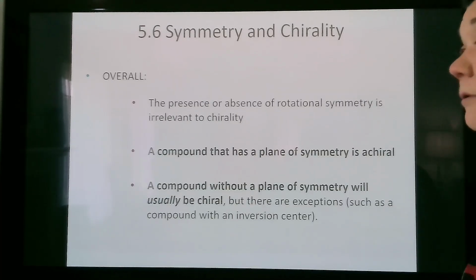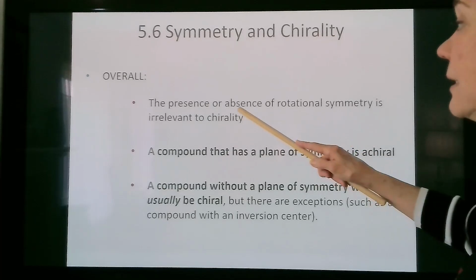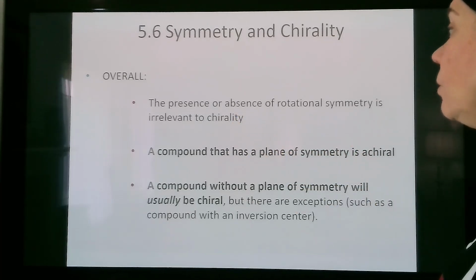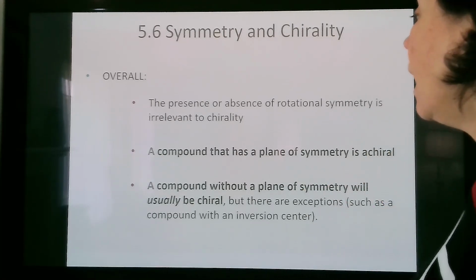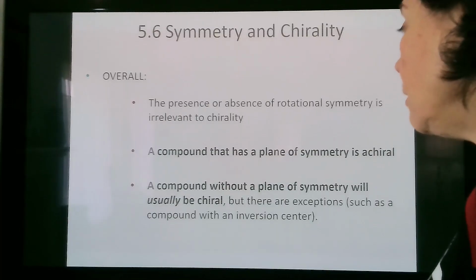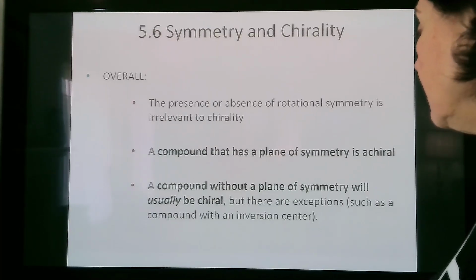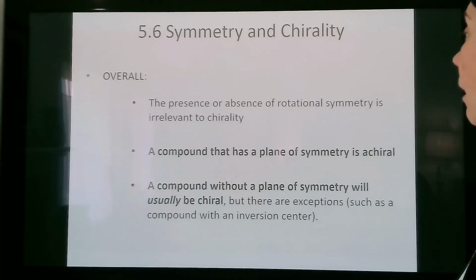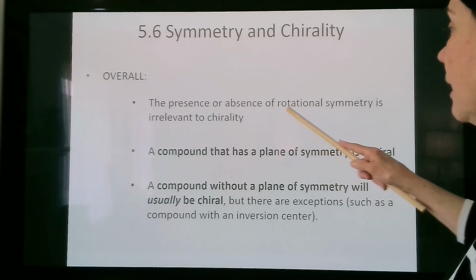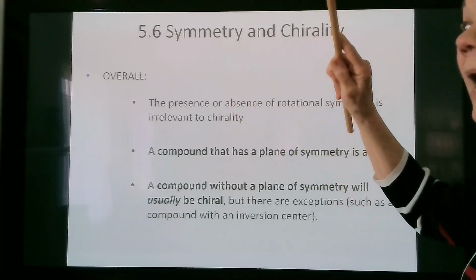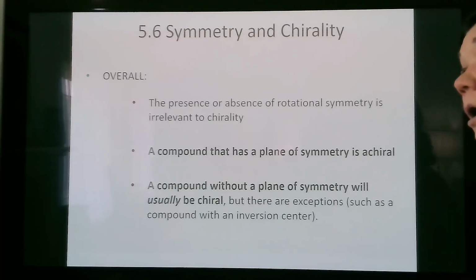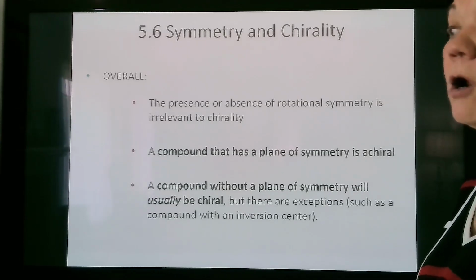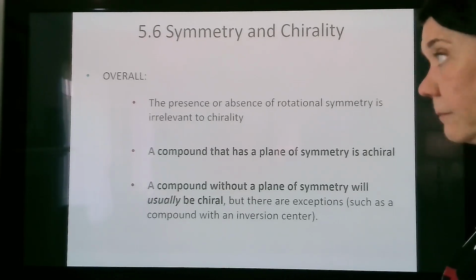Symmetry and chirality. Overall, the things that you need to remember are that the presence or absence of rotational symmetry is irrelevant to chirality. A compound that has a plane of symmetry is achiral. A compound without a plane of symmetry will usually be chiral, but there are exceptions, like you just saw. Up here, what we're talking about will be conformers. That's back on the conformers. They're not even isomers. Conformers are not isomers. They are just compounds rotating about carbon-carbon single bonds.